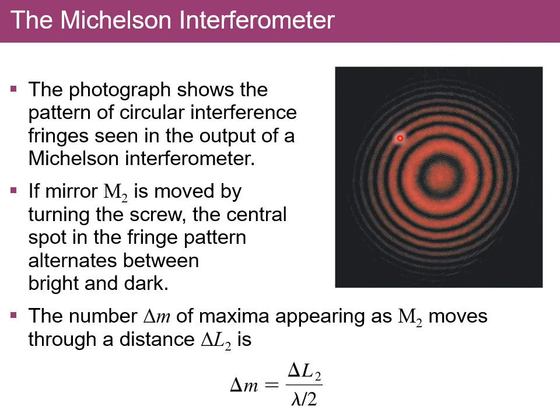The photograph shows the pattern of circular interference fringes seen in the output of a Michelson interferometer. If mirror M2 is moved by turning the screw, the central spot in the fringe pattern alternates between bright and dark. The number delta M of maxima appearing as M2 moves through a distance delta L2 is delta M equals 2 delta L2 over lambda.